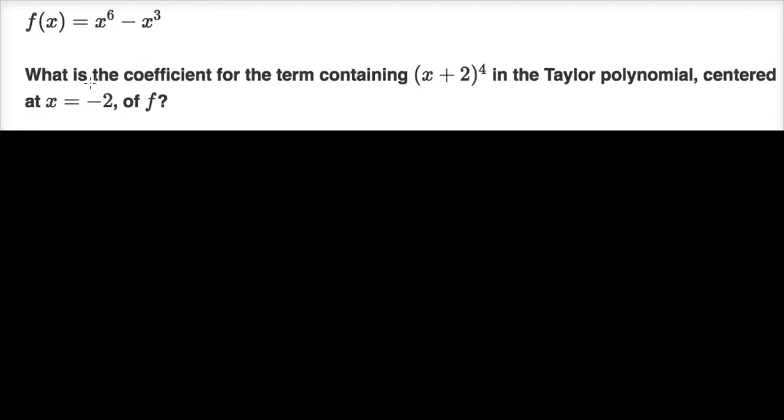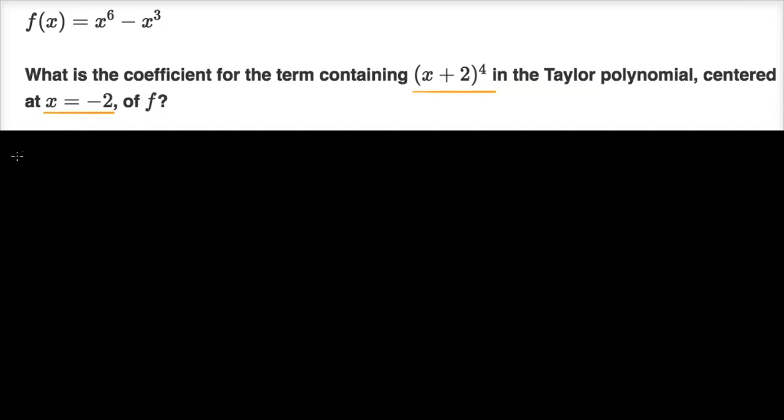Given an f of x, they say, what is the coefficient for the term containing x plus 2 to the fourth power in the Taylor polynomial centered at x equals negative 2 of f? So like always, see if you could take a stab at this video on your own before we work through it together. All right, now let's do this.